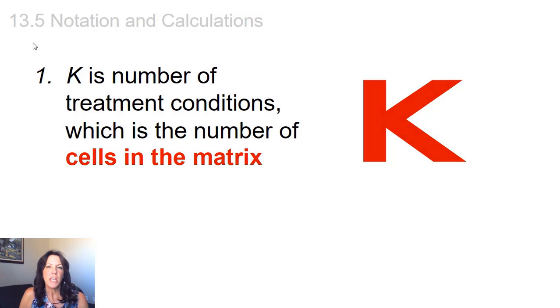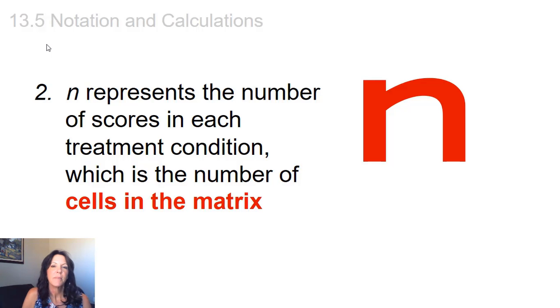So let's talk about the notation as it applies to a factorial design. K is still the number of treatment conditions, but in a factorial design, that is equal to the number of cells in the matrix. So for example, if we have a 2 by 2, we have 4 different cells, so K is equal to 4. So K is the number of boxes, the number of cells, the number of treatment conditions. Lowercase n represents the number of scores in each of those individual cells. So in every treatment condition that we just talked about with K, there's a number of participants or number of scores in each cell. That's the lowercase n.